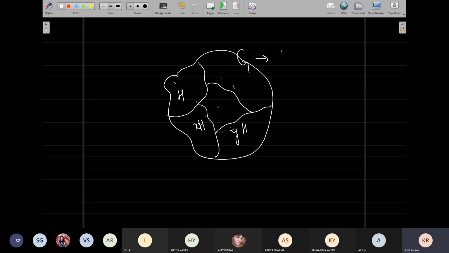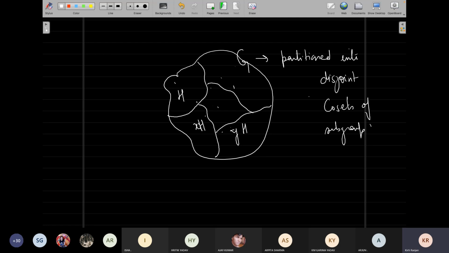And that way, you can partition your whole group. So the group is partitioned into disjoint cosets of subgroup H. This is where I will end today's lecture: what we have learned out of cosets of H, that these cosets of H partition my original group into a disjoint union. And this will result in something very interesting in group theory, which is what we are going to do next, but not today.